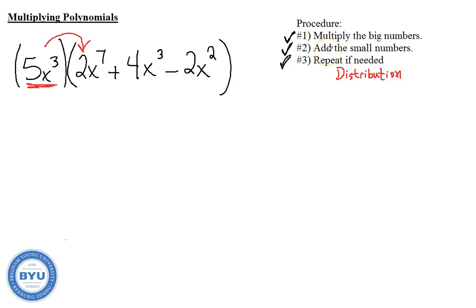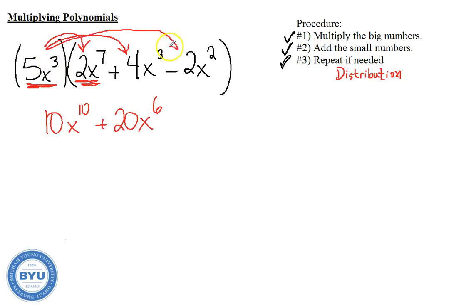And when we distribute, we're going to take the mono times the mono each time. So let's try it. 5x cubed times 2x to the 7th. We multiply the bigs, that gets us 10, and then with the smalls, we add them, 10x to the 10th. Now I'm going to take this 5x cubed to this one. We multiply the bigs, 5 times 4 is 20, and add the smalls, 3 plus 3 is 6. Then we're going to multiply the 5x cubed to the last number. We're going to multiply the bigs, that's negative 10, and add the smalls, it would be x to the 5th. That's how we multiply a monomial times a polynomial.